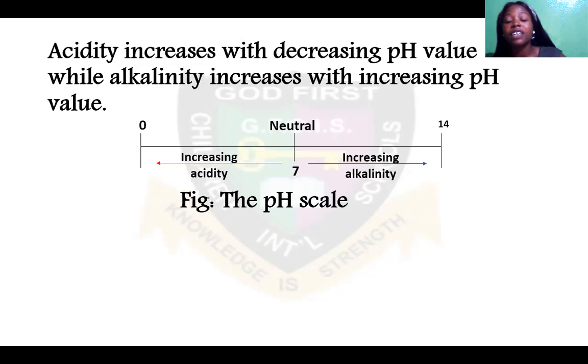While on the other hand, if you have three substances whose pH values are 8, 9, and say 13, 13 is more alkaline, sorry, is more alkaline than 9, and 9 is more alkaline than 8. So alkalinity increases with increasing pH value. So 7 is neutral.